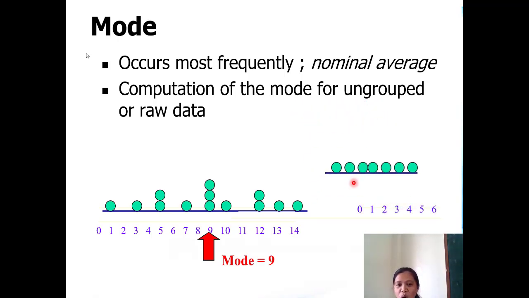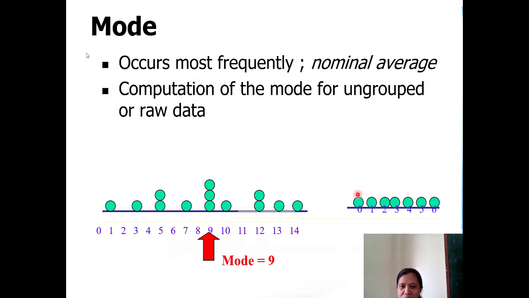And for our second diagram, the elements of our data set, as you have noticed, 0 appears once, 1, 2, 3, 5, 6, they all appear once, therefore there is no mode, or the mode is equal to 0.